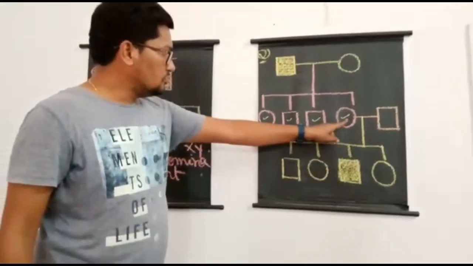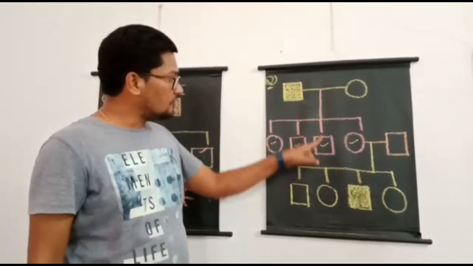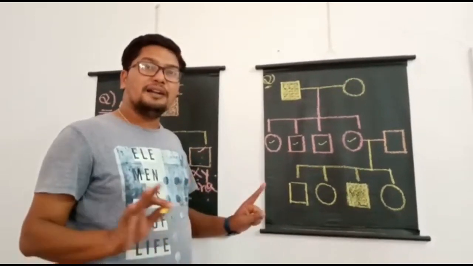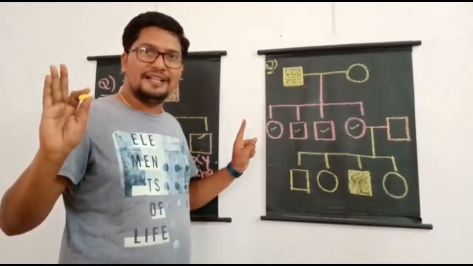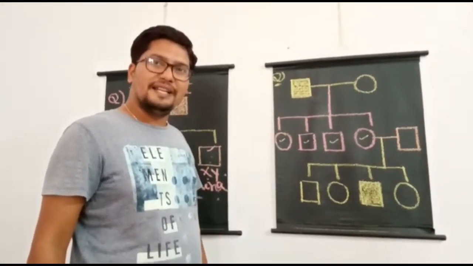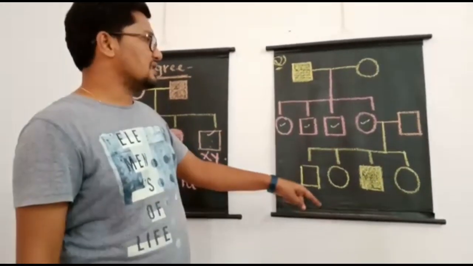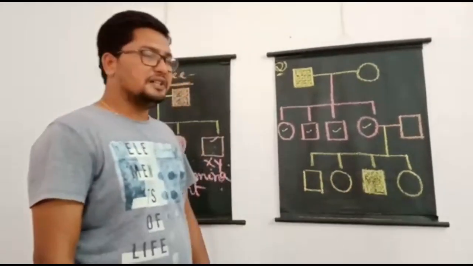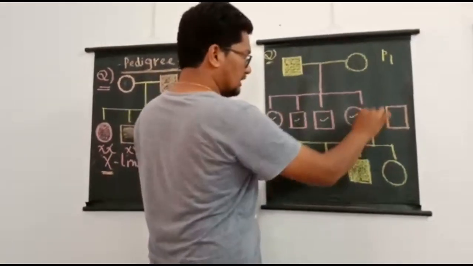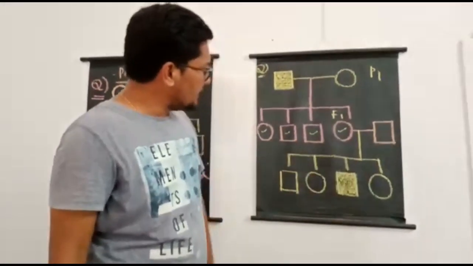Out of the 4, 2 are daughters and 2 are sons. But 100% of the children are normal. That is, no child is affected or suffering from the disease. And what type of trait does it indicate? For better understanding, I have continued this pedigree chart further. You can see here, if I consider this is the P1 generation, these are the offspring of which generation? F1 generation.